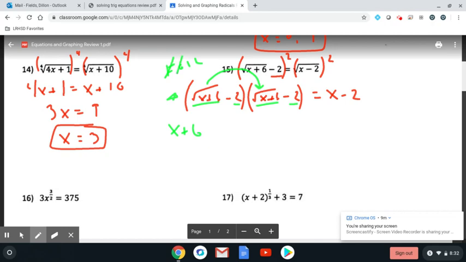Now if I go to my outside terms, the square root of x plus 6 times negative 2 means I'm just throwing that negative 2 out in front of that square root symbol, but I still have my x plus 6 underneath. Same thing with my inside terms. The same exact thing happens. And then my last terms, I have a negative 2 times a negative 2, which is going to end up giving us a positive 4.